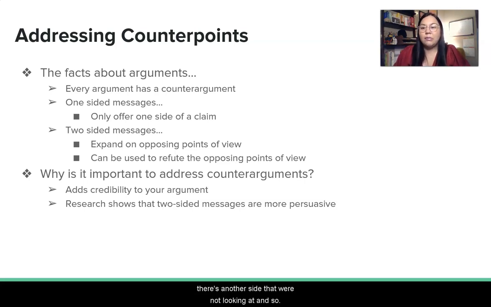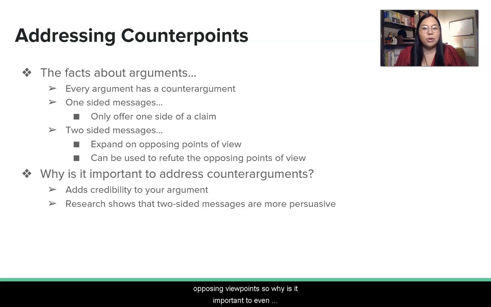We have two types of messages whenever we're talking about arguments. We have one-sided messages, which only offer one side of a claim, so you're only seeing one side of it, and then we have two-sided messages. These expand on opposing viewpoints, and they can be used to showcase the other point of view and also to refute the opposing viewpoints.